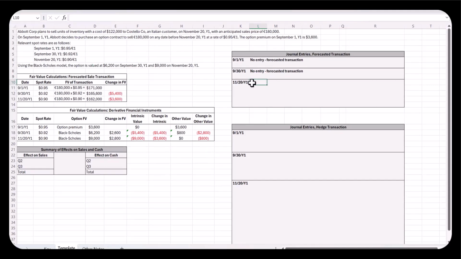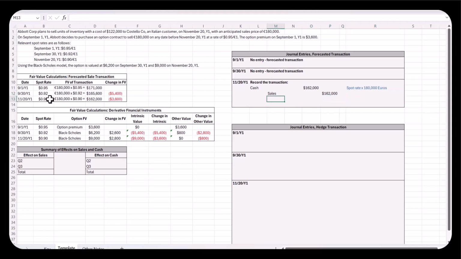On 11/20 of year 1, something finally happens. We're going to be able to record the transaction. So we're going to record this like a normal sale. We're going to debit cash, we're going to credit sales, and we're going to do this for the amount that the sale actually occurs at, which is 180,000 euros, and we're going to calculate that at the spot rate as of 11/20th, which we can see over here is 90 cents in cell B13. So that's what our cash is going to be translated at in our journal entry. And as a reminder, this is the spot rate times 180,000 euros.